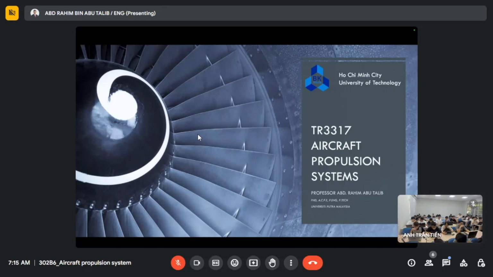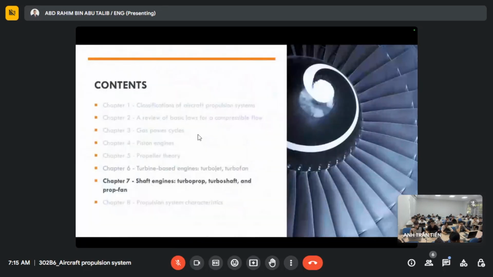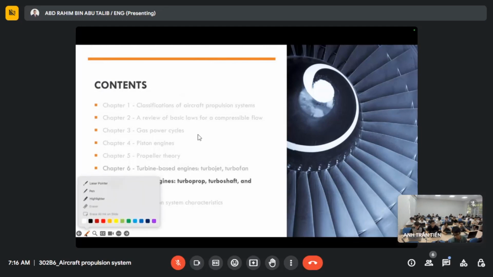Welcome back. Today we are going to go into our lecture number 12, and we have already gone through 6 chapters in the subject of aircraft propulsion systems. Today we will look into the shaft engines, turboprop, turboshaft, as well as the prop fan topics.